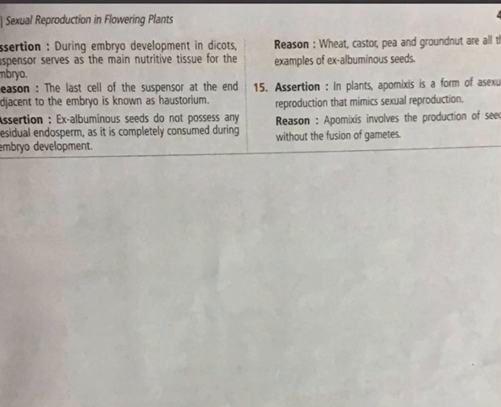Now, question number 15. Assertion: In plants, apomixis is a form of asexual reproduction that mimics sexual reproduction. Correct. Reason: Apomixis involves the production of seeds without the fusion of gametes. I think it has to be A. Apo means without, mixis means fusion.